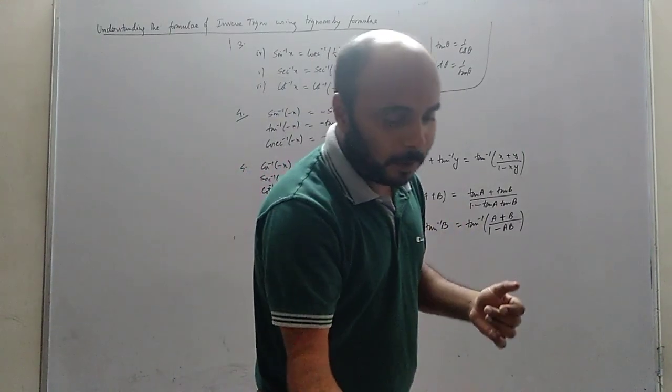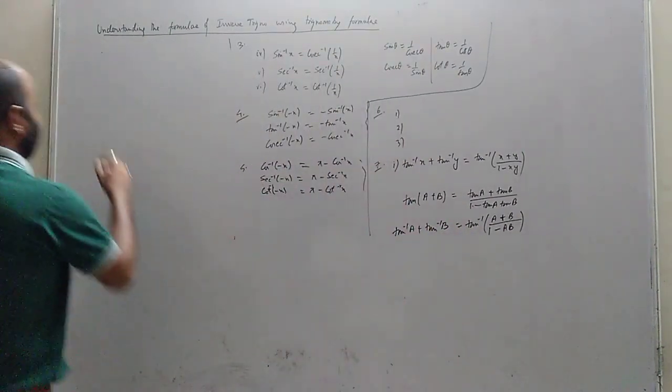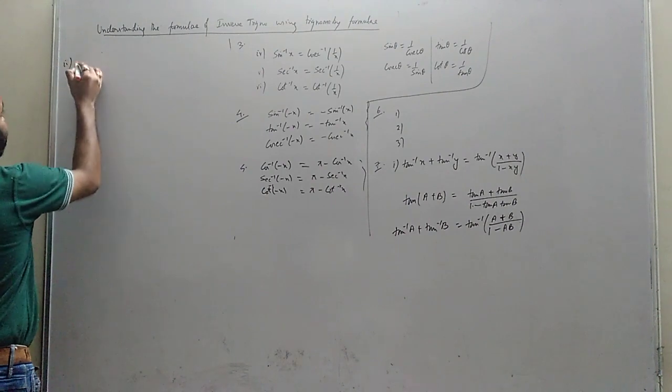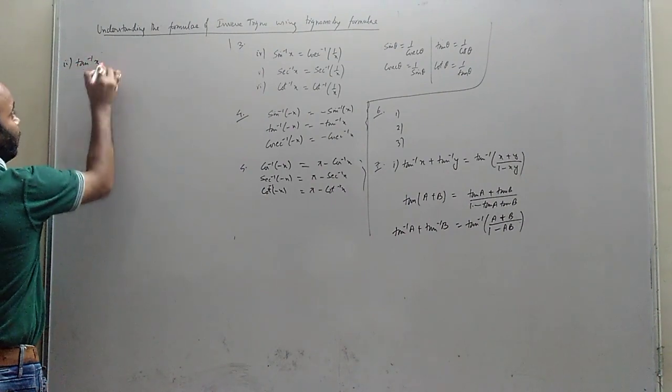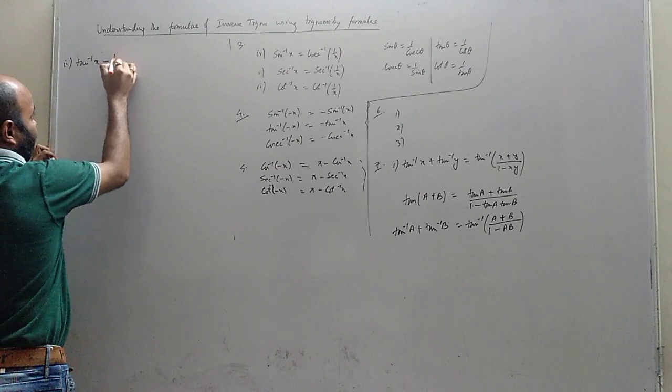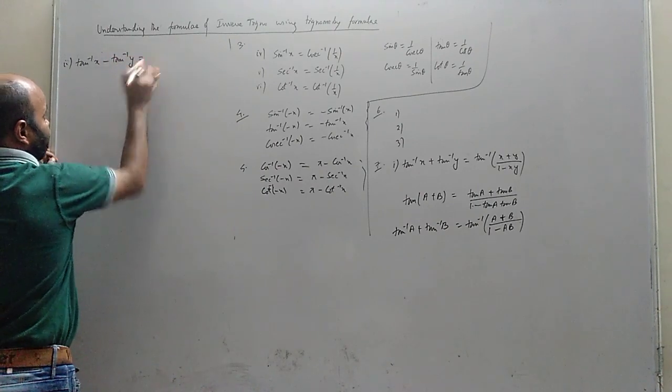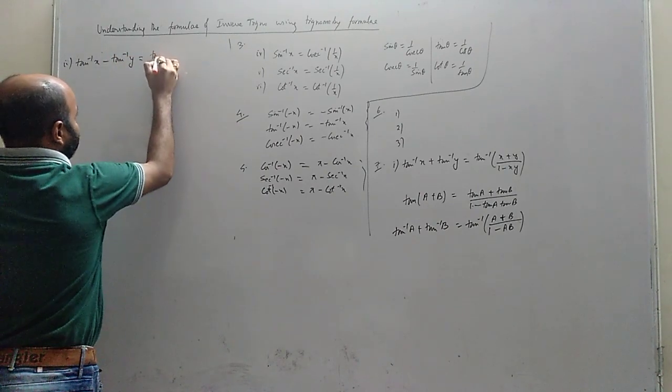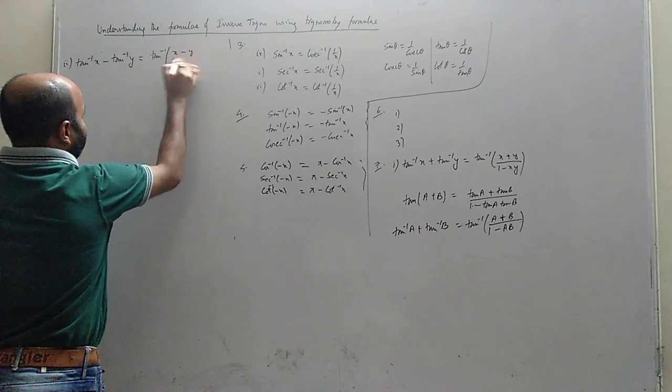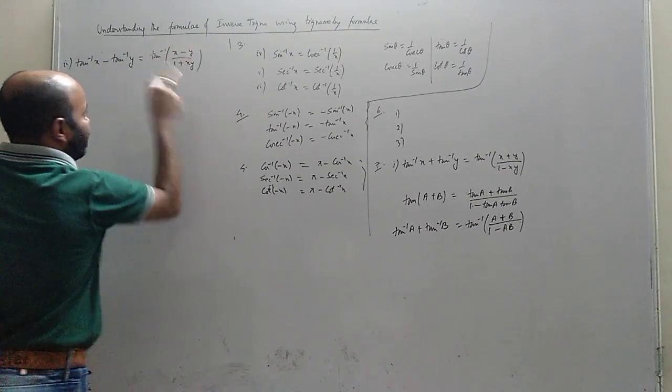Now what is the second formula we have? The minus one. Now the second formula. When you write in your notebook, whatever is there in the PDF, you write like that. First, tan inverse x minus tan inverse y is tan inverse of x minus y over 1 plus xy. This is the formula, okay?